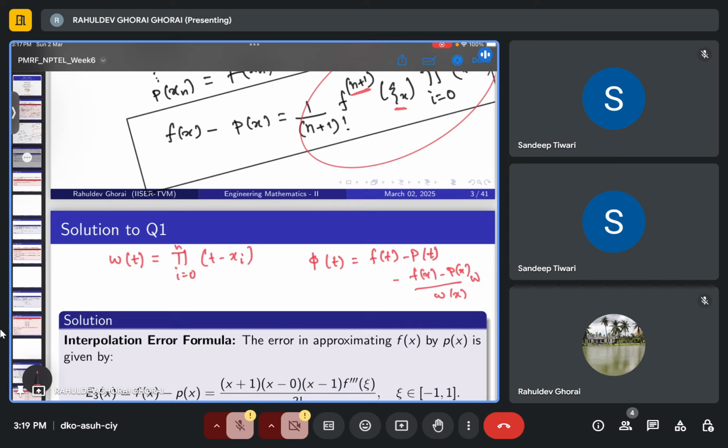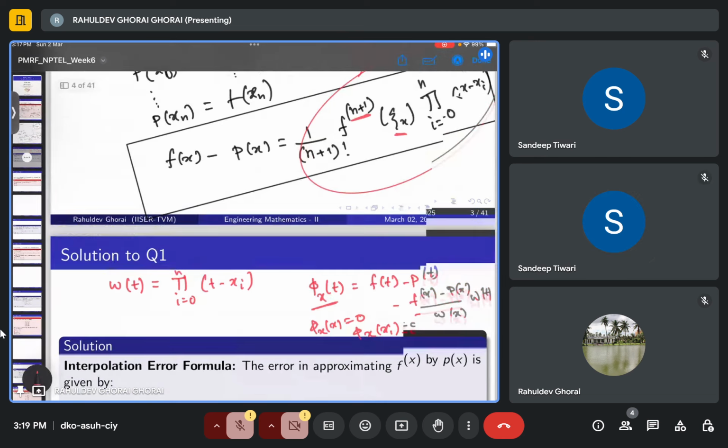Using this, you take the derivative of this phi function, which depends on x also. You can show that phi will vanish at n plus 2 distinct points. Phi of x will be 0, and at all the other xi's it will be 0. So maybe this class should not be for proving this. I may give you a note.